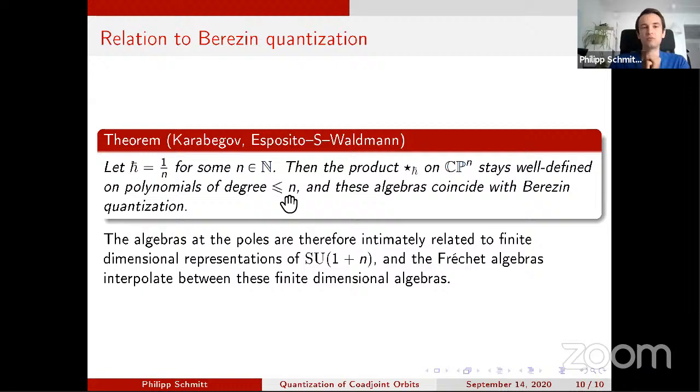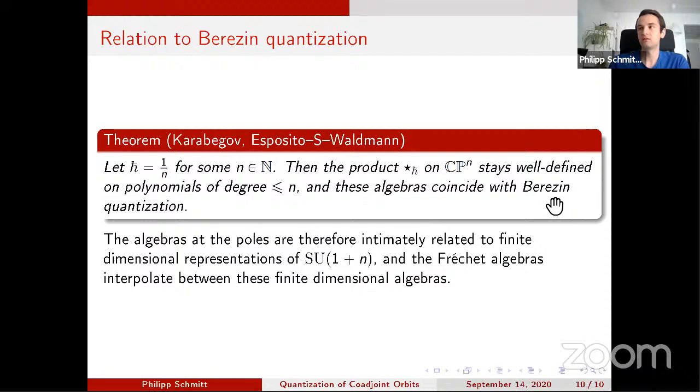And if you know a bit about geometric quantization or Berezin-Toeplitz quantization, then you get exactly some finite dimensional algebras at these discrete values of h bar that approximate the smooth functions on CPN. In this approach, these algebras coincide exactly with the Berezin quantization. So what this result tells us is that the Fréchet algebras that I just described somehow smoothly interpolate between these finite dimensional algebras that you obtain with Berezin quantization, and that could be very interesting to study. Or said differently, in a representation theoretic view, you get infinite dimensional representations that smoothly interpolate between the finite dimensional representations that are relevant for defining this Berezin quantization.